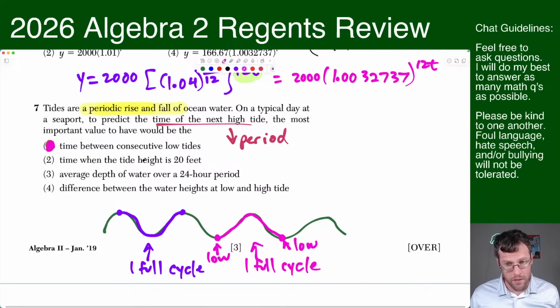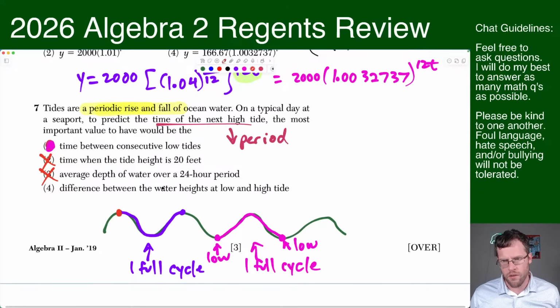The time when the high tide is 20 feet, well, this one here is not helpful because the moment that we reach the high tide doesn't matter. What matters is how long it takes to complete a full cycle, because then we would be able to say when the next one happens. The average depth of water over a 24-hour period, that's not going to help us here. That's just going to tell us the maximum, the minimum, and the midline. So that one's no good.